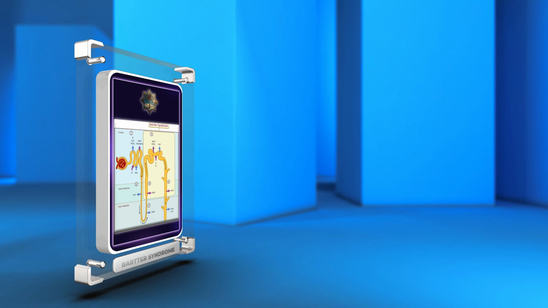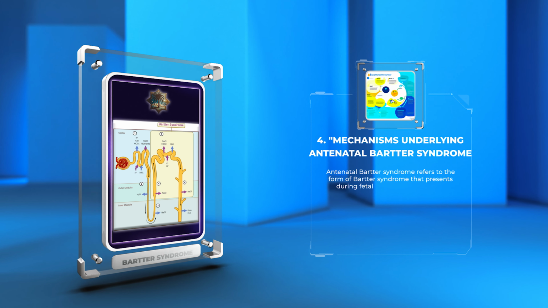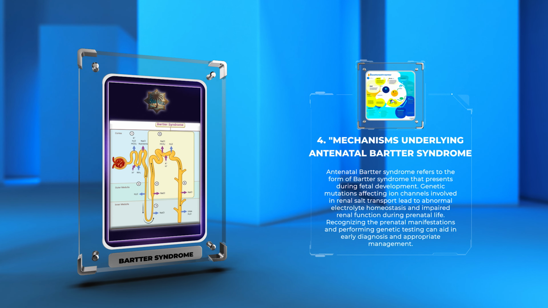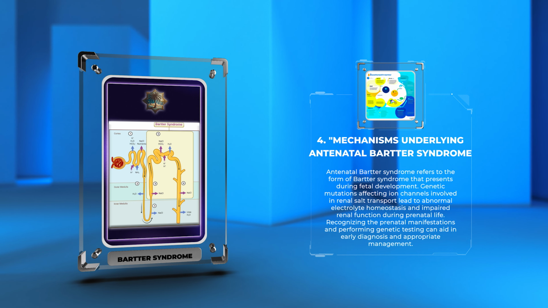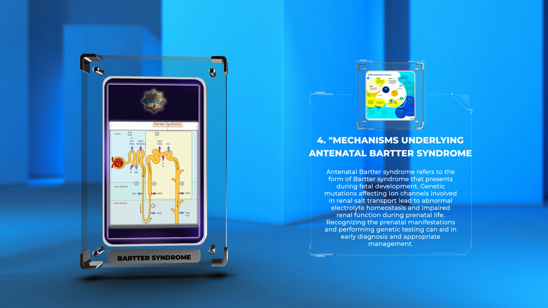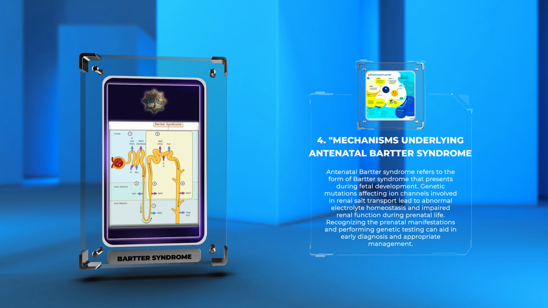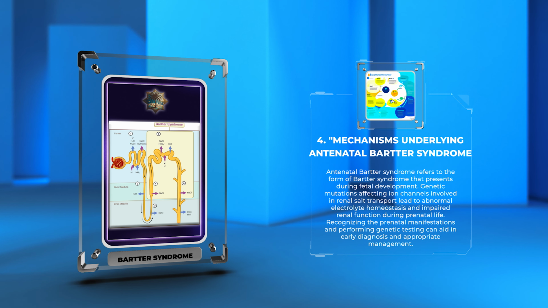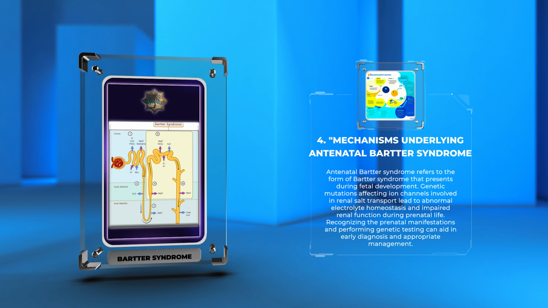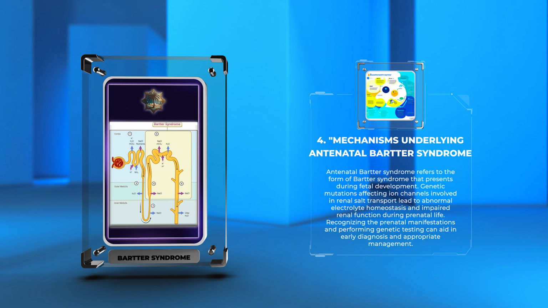Antenatal Bartter syndrome refers to the form of Bartter syndrome that presents during fetal development. Genetic mutations affecting ion channels involved in renal salt transport lead to abnormal electrolyte homeostasis and impaired renal function during prenatal life. Recognizing the prenatal manifestations and performing genetic testing can aid in early diagnosis and appropriate management.